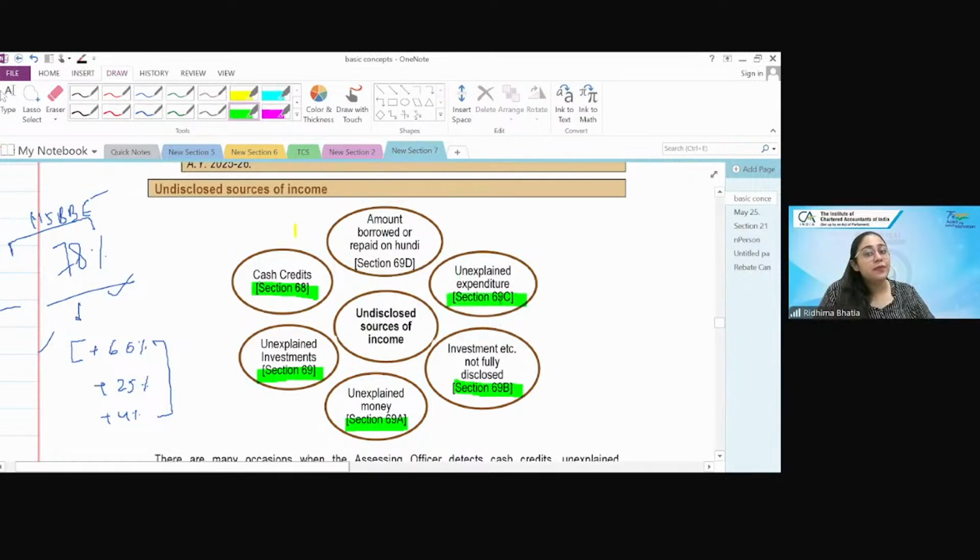Unexplained expenditure. This happens a lot when there are raids on occasions of marriage, events where you are incurring expenditure. People have a habit of converting all the black money through expenditure on weddings, right? We all agree on that. So sometimes a survey or raid happens on those particular days. Then there are hundis, like bills of exchange. If you're borrowing any amount on a hundi, or paying any amount on that hundi, that is your unexplained, undisclosed source of income, and you would be taxed accordingly. Okay.